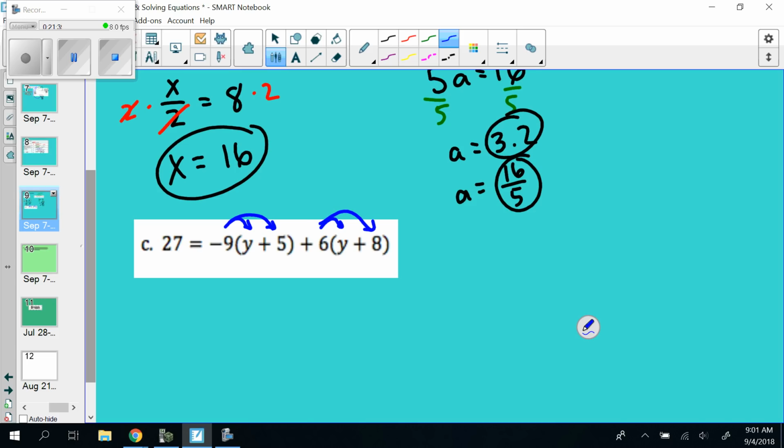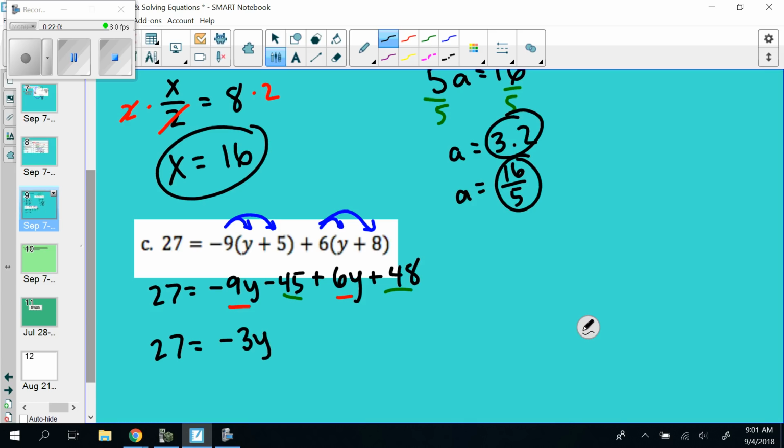So if we multiply that out, distribute, we would end up with negative 9y. Negative 9 times 5 is negative 45, plus 6 times y is 6y, plus 6 times 8 is 48. Now, like we did on that last problem, combine the like terms. These are like terms. These are like terms. So let's put those together. So combining our like terms, that'd be negative 3y. Negative 45 and 48 would be 3.